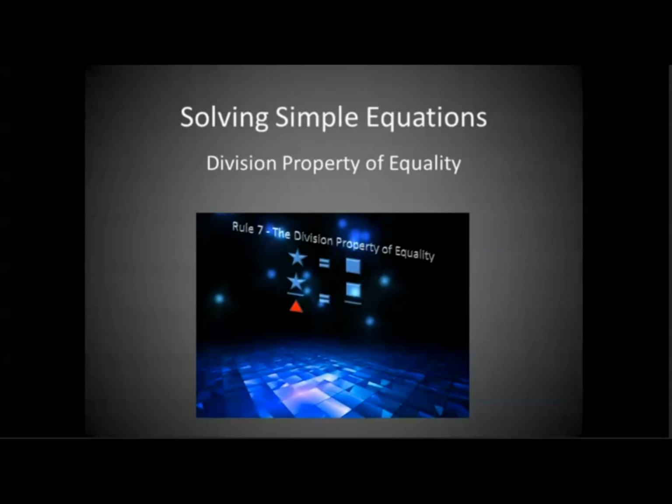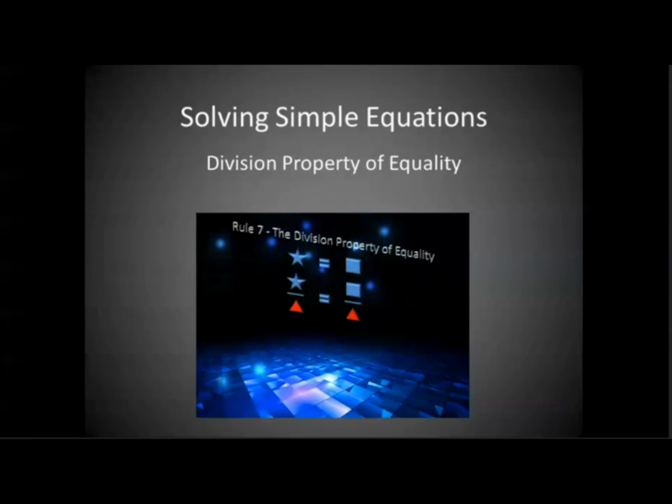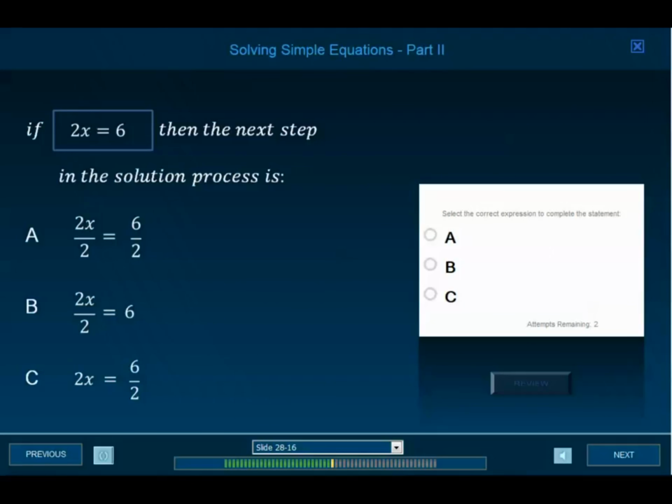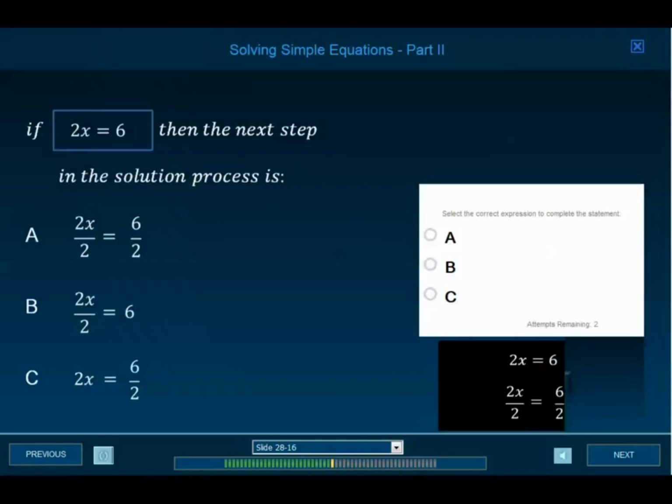In this section, we will solve simple equations using the division property of equality. We have 1 times x. 1 is the multiplicative identity, and 1 times x is equal to x. So we replace 1 times x with x using substitution, and we rewrite the rest of our equation. If 2x equals 6, then the next step in the solution process is which of the following?